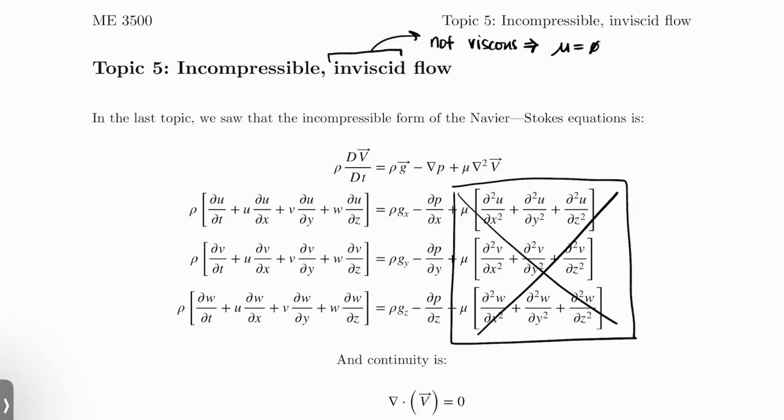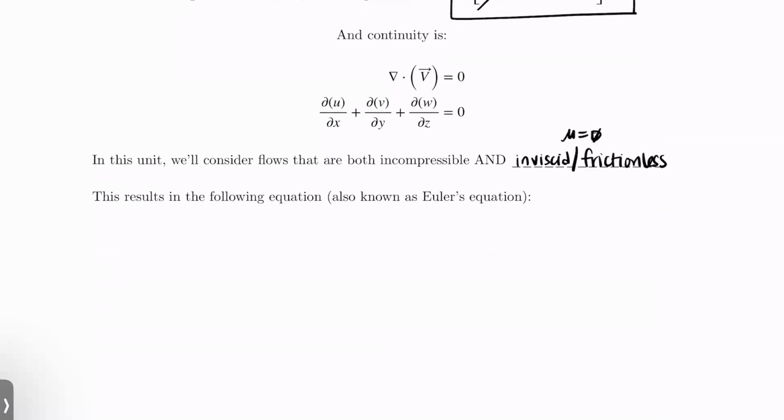In this unit, we're using the assumption that our flows are going to be both incompressible and inviscid. Another word for inviscid is frictionless. If you remember, viscosity is kind of like an internal friction for our fluid, or mu is equal to 0. Those are all kind of the same statement. If we make that assumption, then we end up with what is referred to as Euler's equation. That's a special case of the Navier-Stokes equations with these two assumptions.